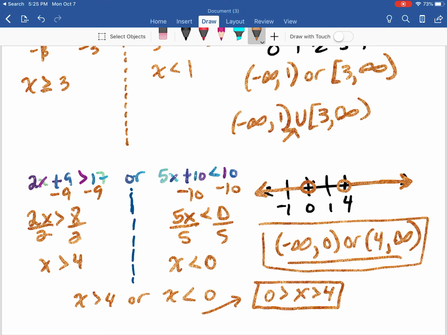So this is the interval notation, and this is how we would write the interval in shorthand. All right?